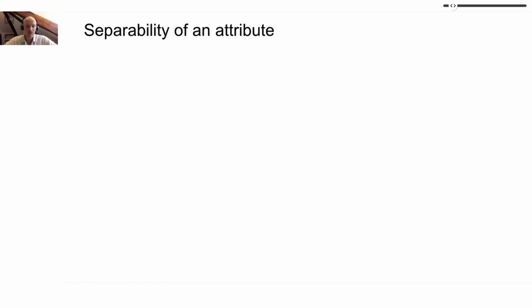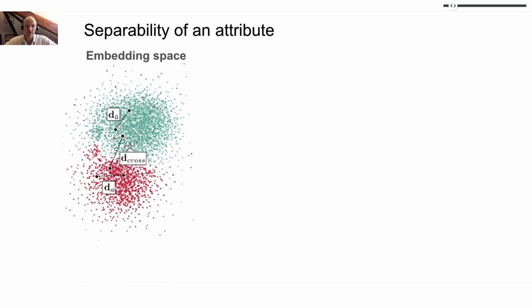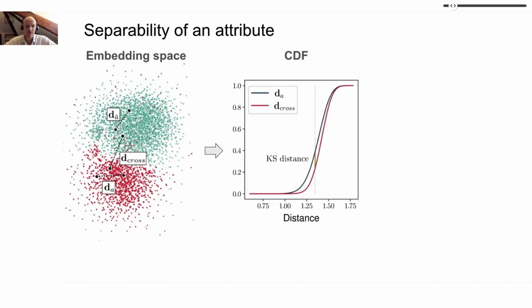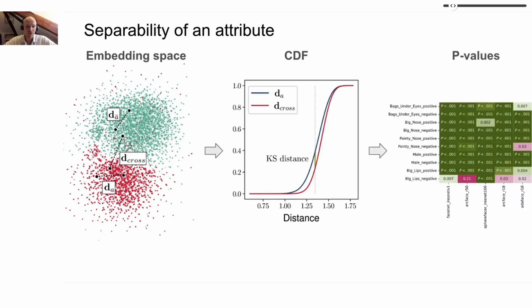We propose to look at the separability of attributes in embedding space. To do that, we quantify how much the modalities, represented here by the two colors, are cleanly separated in embedding space. We estimate separability by comparing the distribution of distances within a modality with the distribution of distances across modalities. We find a significant impact for the majority of attributes.